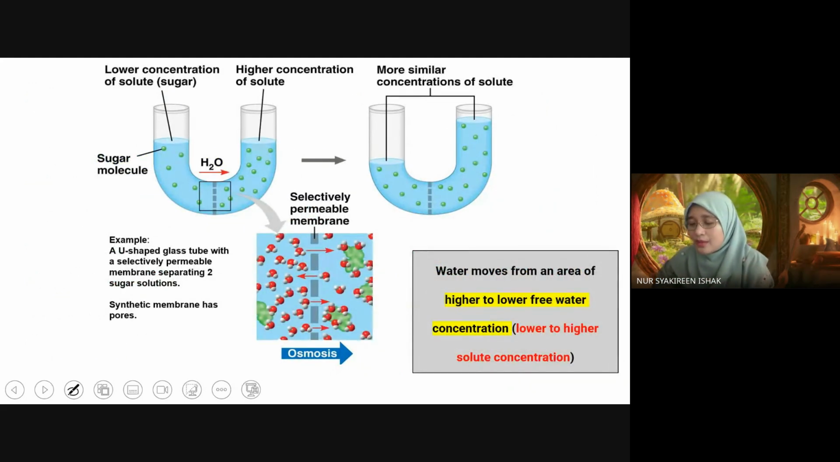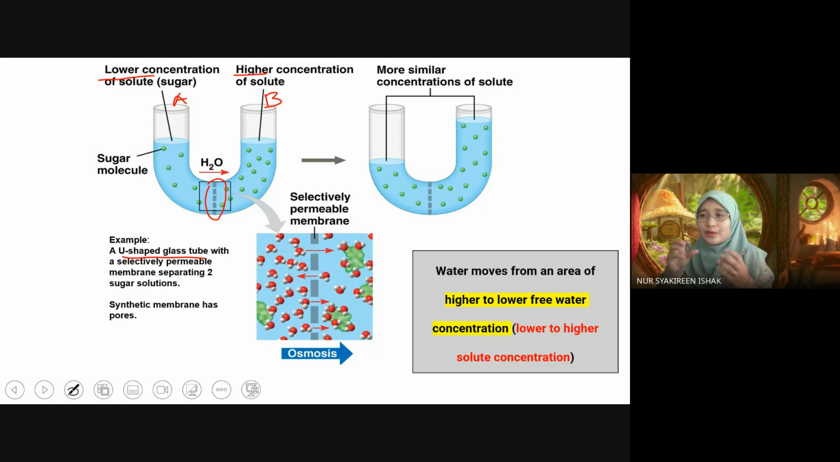If you look at this diagram here, there's a tube, which we call a U-shaped glass tube. A U-shaped glass tube with a selectively permeable membrane separates two sugar solutions. So you have two solutions with different concentrations of sugar. Let's call this side A and the other side B. Side A has a lower concentration of sugar, and the B side has a higher concentration of solutes, the sugar.